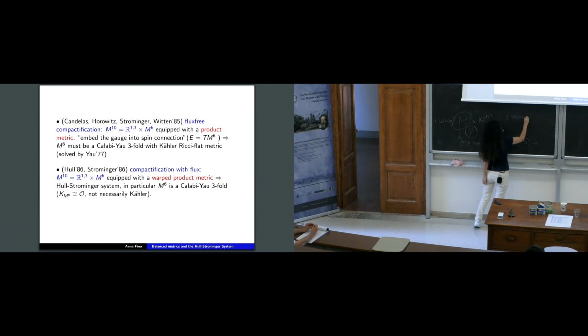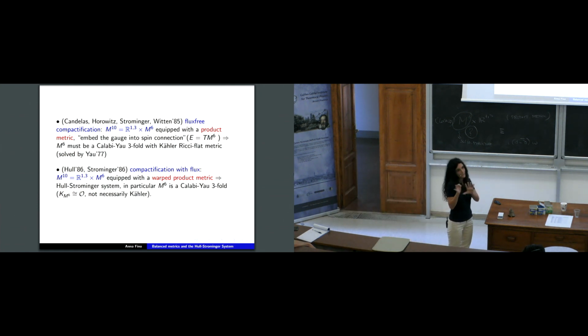We'll see in a moment what happens if you have not a product metric, but a warping metric. In that case, one can construct a solution just taking as E the tangent bundle of M6. What appears here is that this SU(3) structure has to be a Calabi-Yau structure, so a Kähler Ricci-flat metric in particular, and the fact that you have such a solution comes from Yau's theorem for solving the Calabi conjecture.